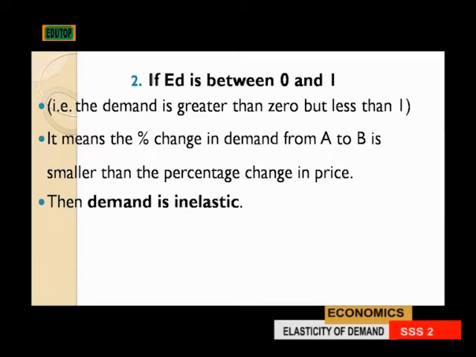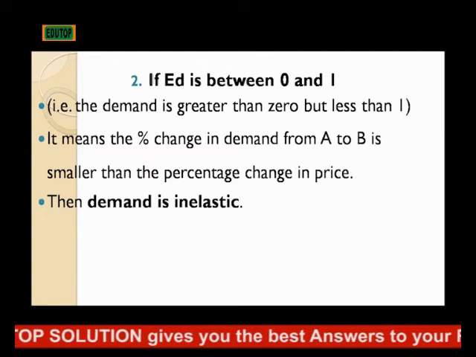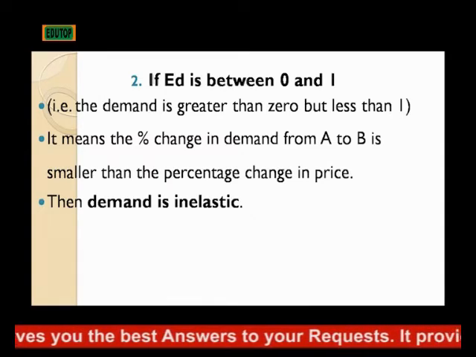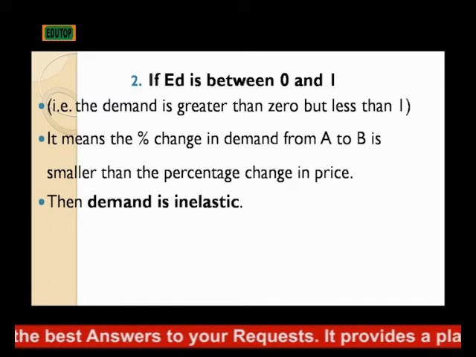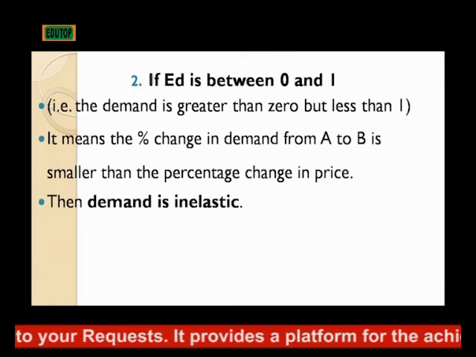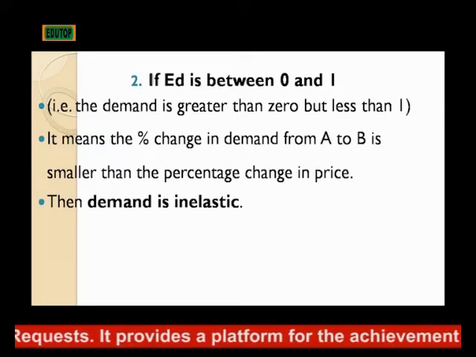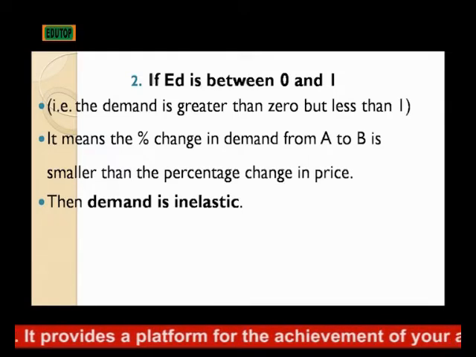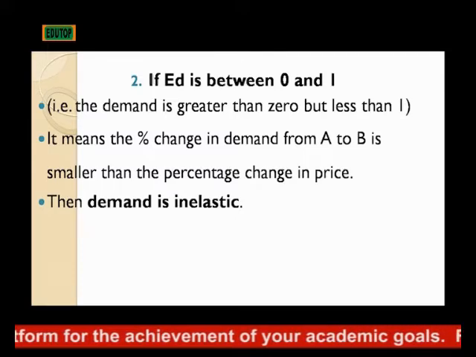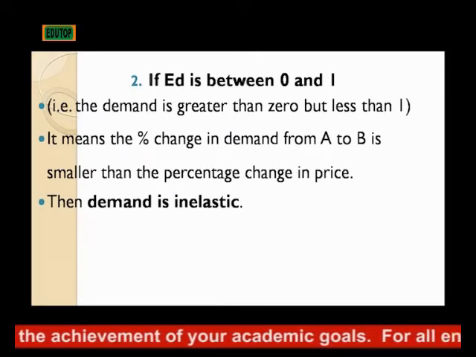That means it will be something like 0.1, 0.2, up to 0.99999, and so on. In that case, we say the demand is inelastic. That means the responsiveness of the demand to changes is not that much, it's somehow minimal. It means the percentage change in demand is very small, and in that case we say the demand is inelastic.